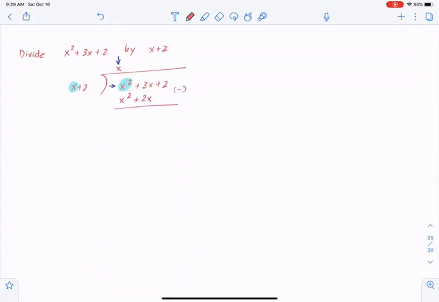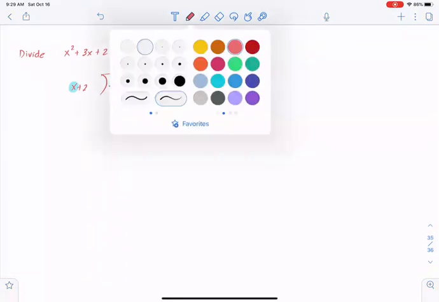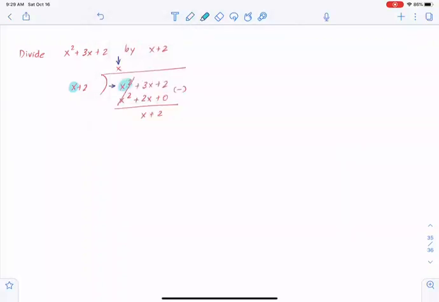Now I subtract. We always subtract. x squared and x squared would go away. 3x minus 2x is x. And since there is nothing below 2, I'll just put 0. 2 minus 0 is 2. I can go one more step because the degree here is equal to the degree there.